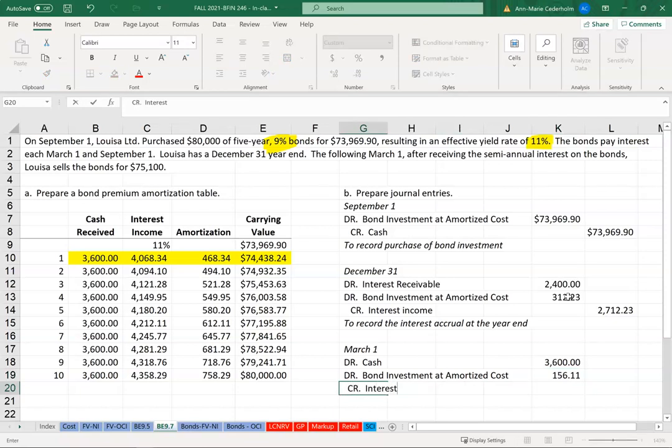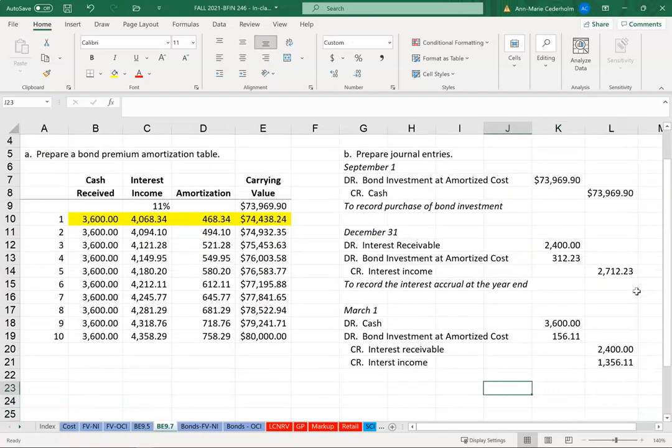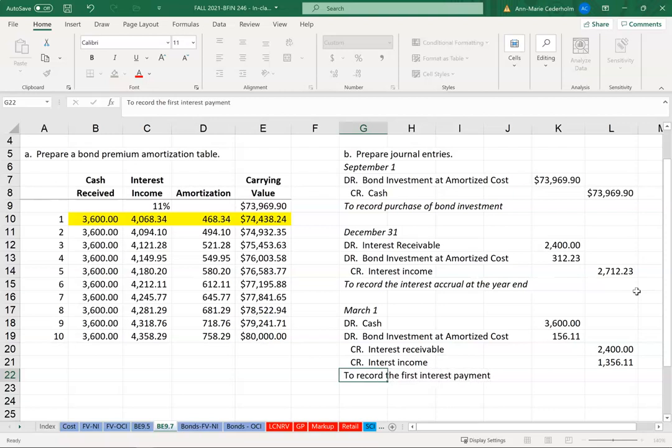And then credit interest receivable. So I just want to reverse this one out, the 2,400. And then you can plug this one, or you can do credit interest income. And that would essentially be this 4,068. But remember, we already took 4 months of that in the last year end. So we're just going to subtract out the 2,712.23. And that would be to record the first interest payment.